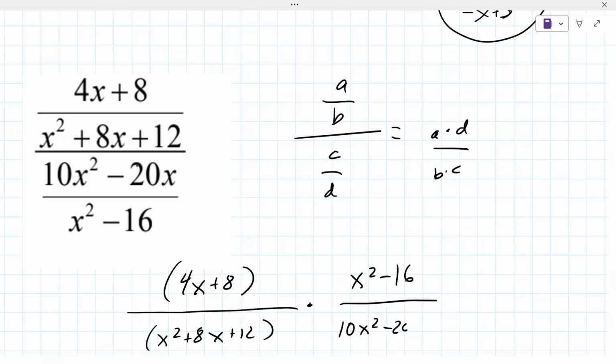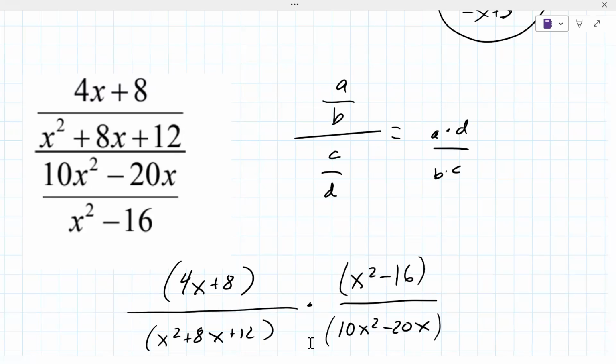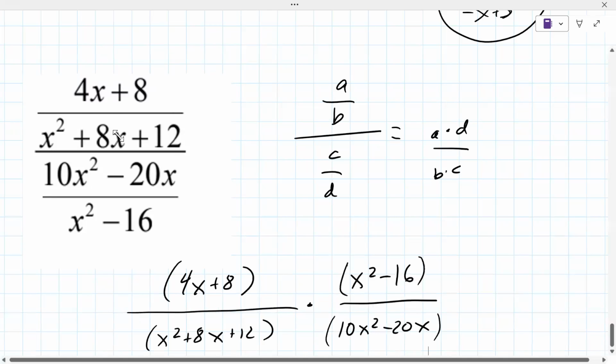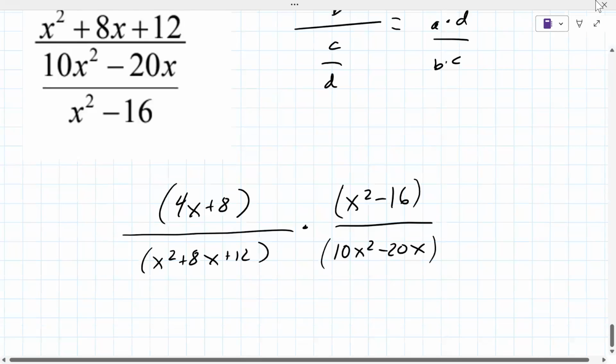Now, this is exactly like one of the earlier problems we were doing. The one on the bottom here becomes the flip. Bottom goes to top, top goes to the bottom. Clear? All right, so what I'd like you to do is to try to factor this. You can cancel if you want.